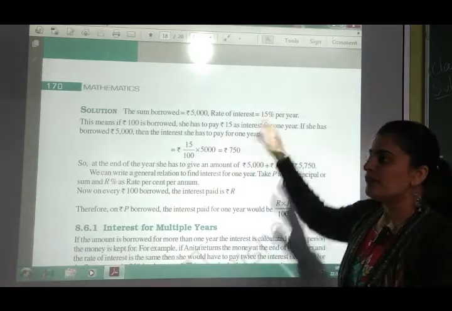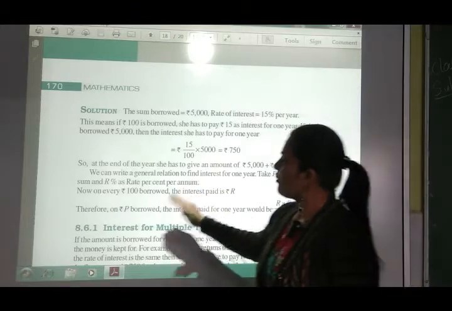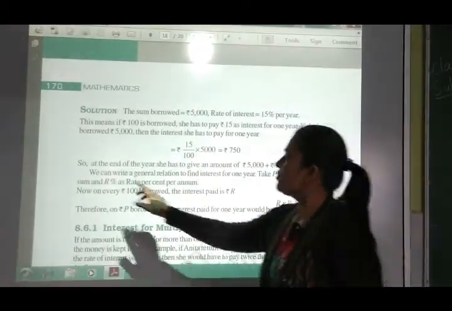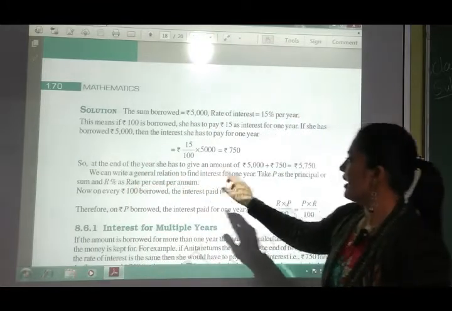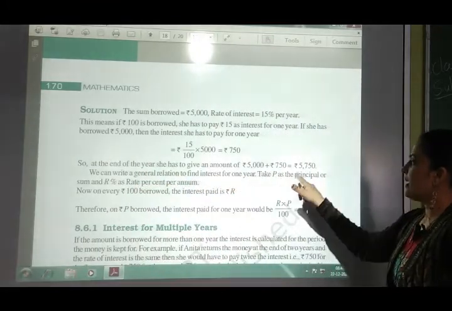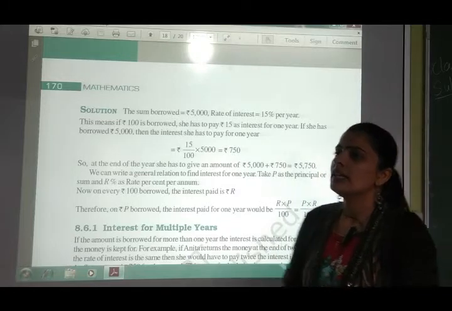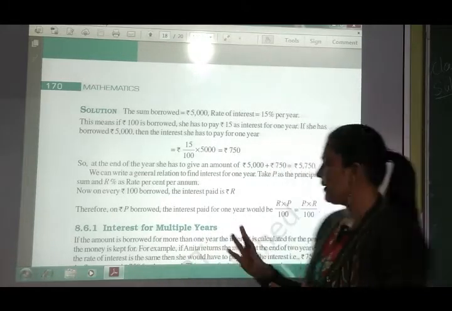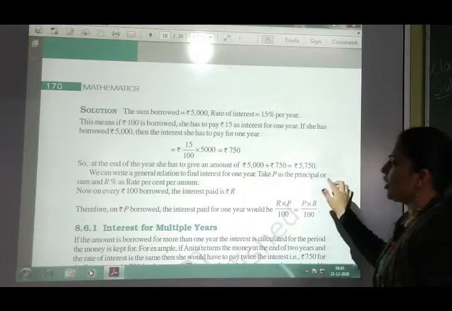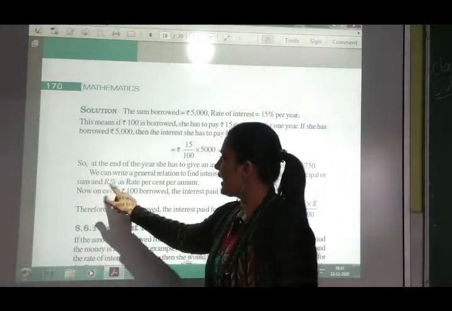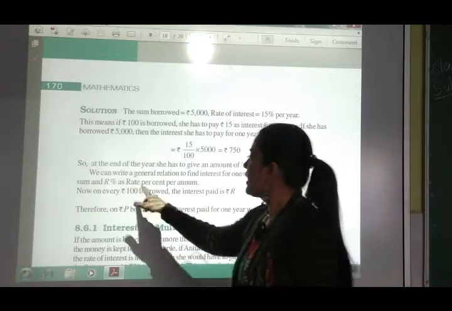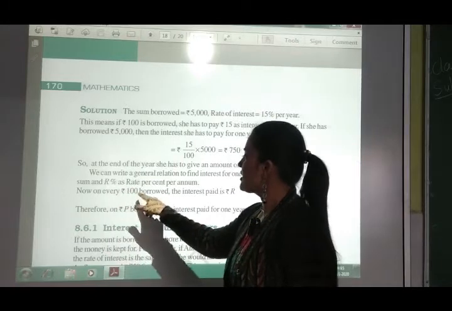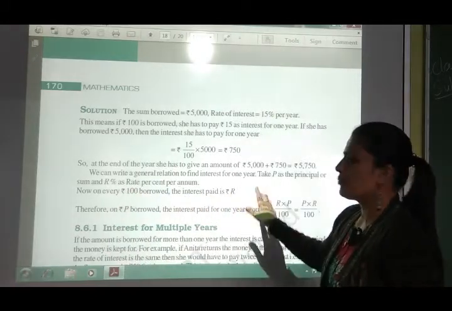This is how simply, when you do not know any formula, you can find out the things in this way. But from this, we will find out the general relation between these things. So we can write a general relation to find interest for 1 year. Take P as principal. Now suppose nothing is given, then we will take P. The symbol for principal is P, the principal or sum, and R percent as the rate percent per annum.